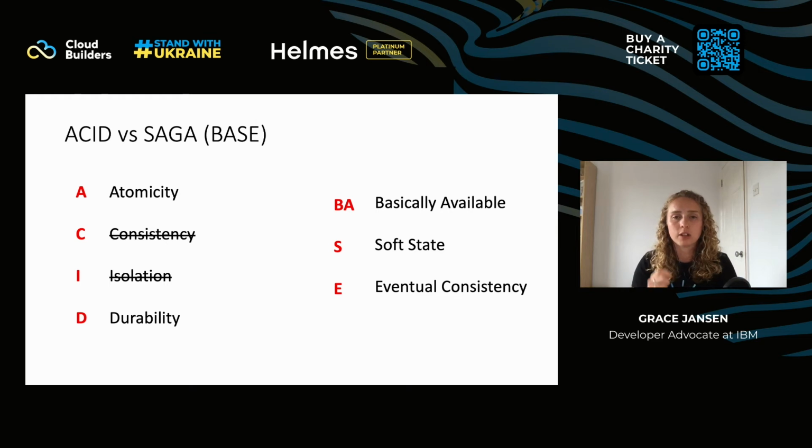Instead of having this really strong consistency and isolation, that's where that resource locking comes in, instead we have a much softer state and we have this eventual consistency. So it's not always consistent all the time, but eventually it will be consistent with the state of the system. So we have basic availability, soft state, and eventual consistency. Those are the main principles that Saga uses as its guidelines.